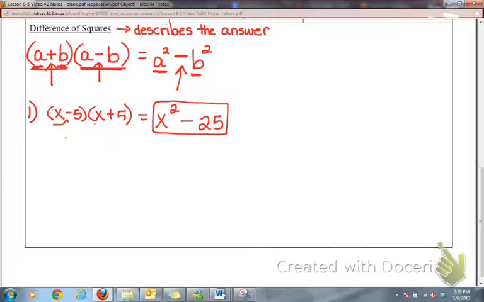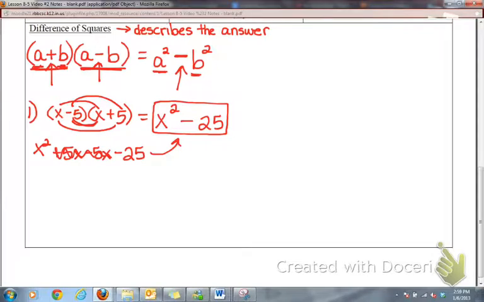Now, if you don't believe me, you can go through the steps of FOILing. So if I go back over here to the original problem, and I go through the steps of FOILing, my firsts give me x squared. My outsides give me 5x. My insides give me negative 5x, or minus 5x. And my lasts, that's a negative 5 times a positive 5, so that's a negative 25. When you simplify, what happens to the x's? Well, they cancel out. 5x minus 5x is nothing, and there you have the answer that we got. So that proves to you that this difference of squares formula up here really does work.